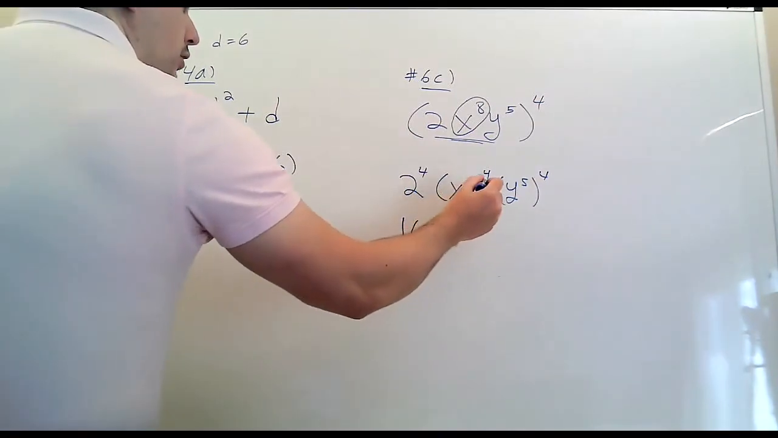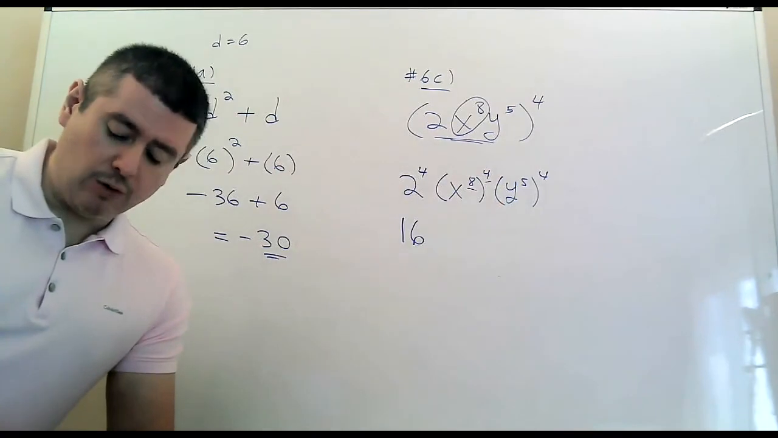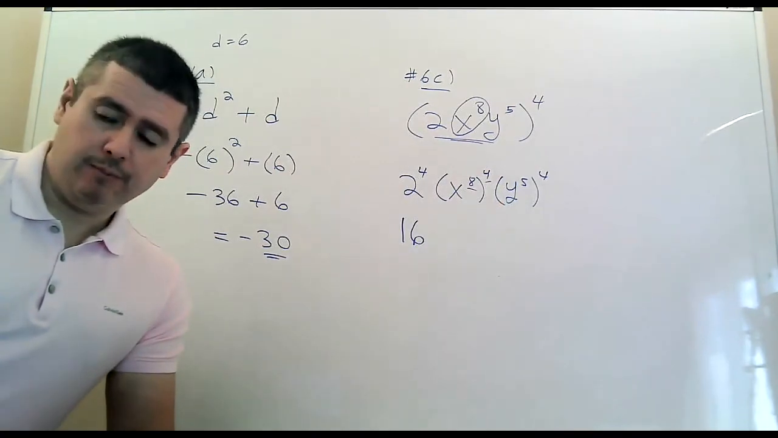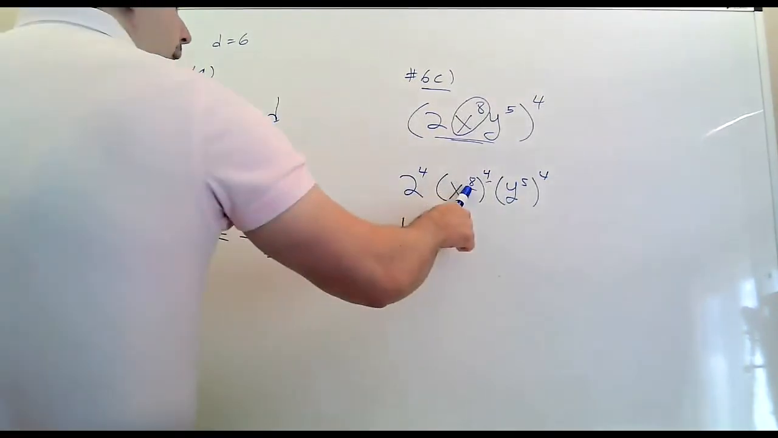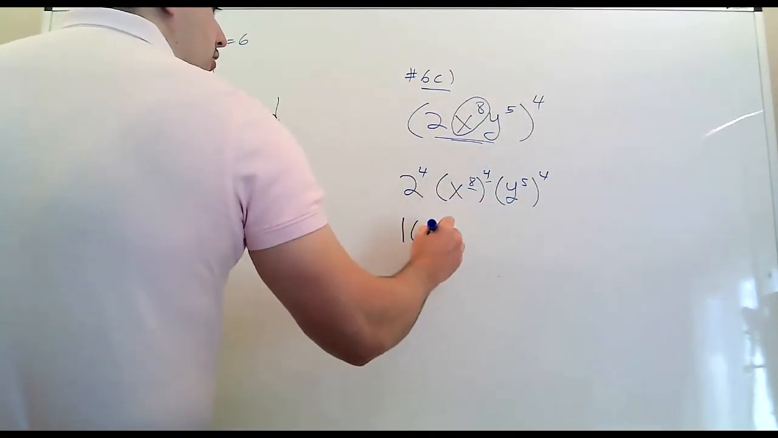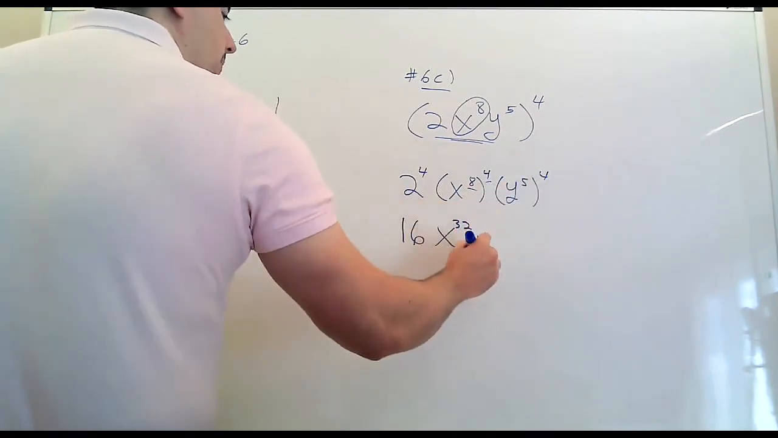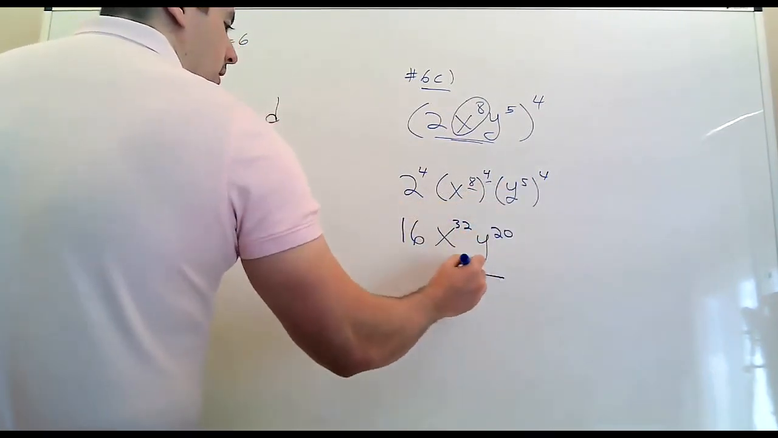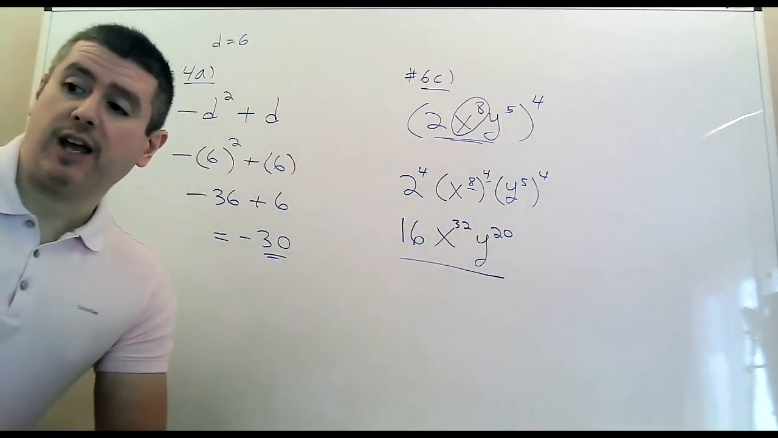Now, when you do a power to a power, I asked you in the quiz what the mistake was, and you were like, oh, the mistake is to multiply them. That's not a mistake. That is exactly what you do. When you raise a power to a power, you multiply them. So you do 8 times 4, which is 32, and then you do 5 times 4, which is 20. So remember, when you raise a power to a power, you do multiply them. All right, that is not a mistake.